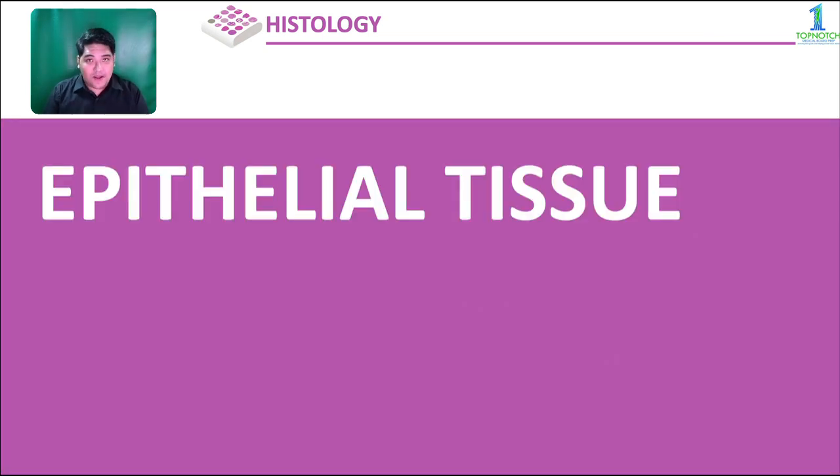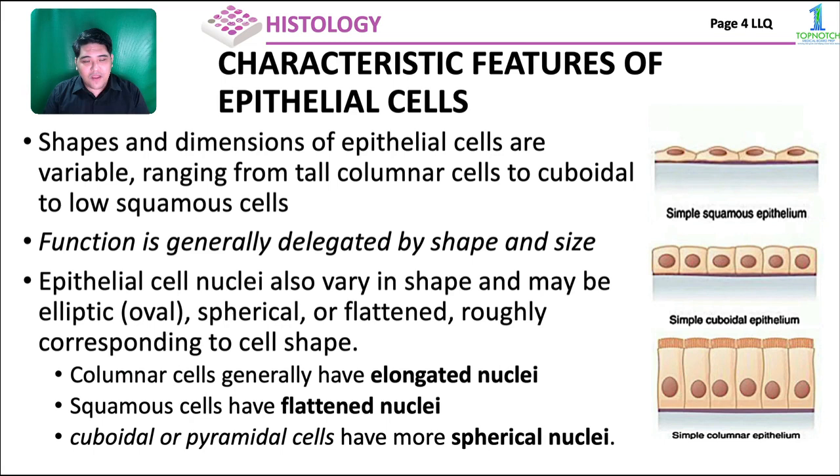Now, let's begin with your epithelial tissue. So, ano ba ang characteristic features of your epithelial tissue? Your shapes and dimensions of epithelial cells are variable. Merong flat, may cuboidal, and may columnar. And depending on the shape, it will serve a different purpose or function.